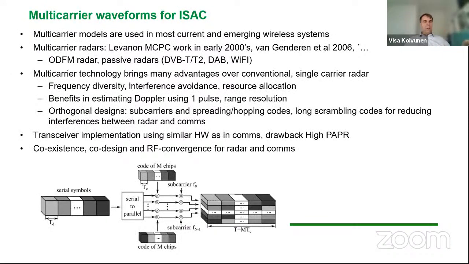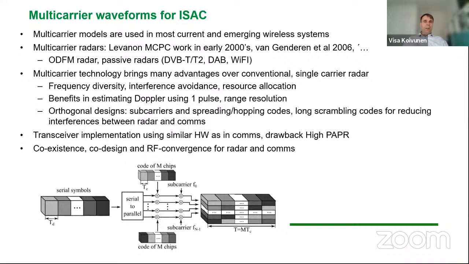All right, so that was maybe more about the general idea of ISAC, and now let's go to some design examples. Most wireless systems use multi-carrier modulation, and multi-carrier modulation has also been used in radar systems, maybe starting from the early 2000s with work on MCPC radar waveforms, and then 2006 and so on by Genderen. Currently there are radars that use OFDM waveforms, especially passive radars that are based on digital TV transmissions, digital audio transmissions or Wi-Fi. In this case, we have no control over the transmitted waveforms, but we are using somebody else's signals of opportunity to operate our radar.